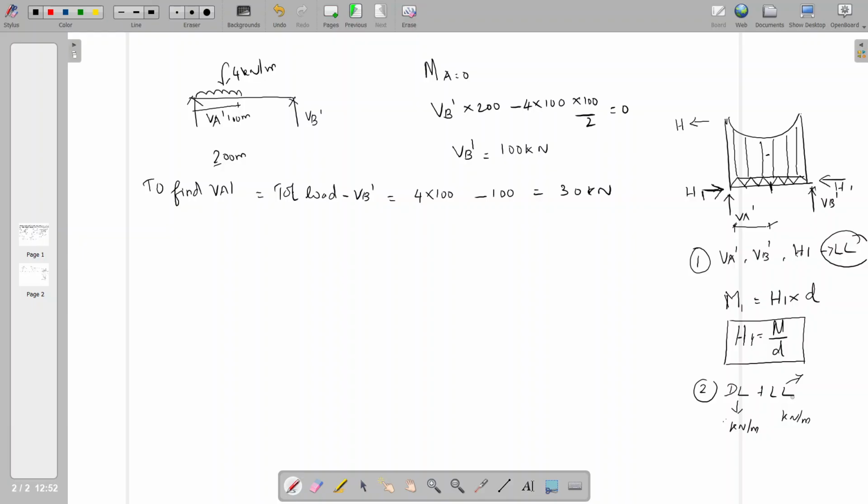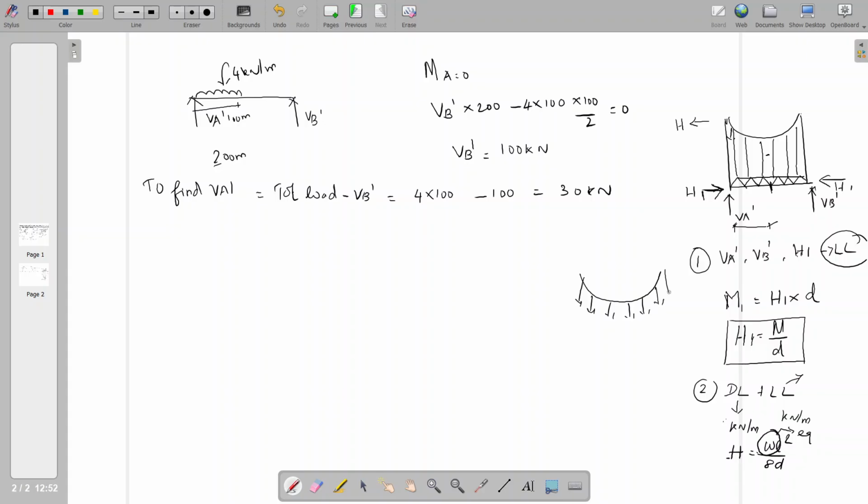equivalent UDL. How we can convert into equivalent UDL: you will have the H relation, H is equal to WL square by 8D. Here, if you find W, it is the equivalent UDL. From the value of H, you can convert into equivalent UDL. For this live load, from this H1 value, you can convert into equivalent UDL, which is acting in the cable section. How it is acting: originally the dead load is acting in the cable.